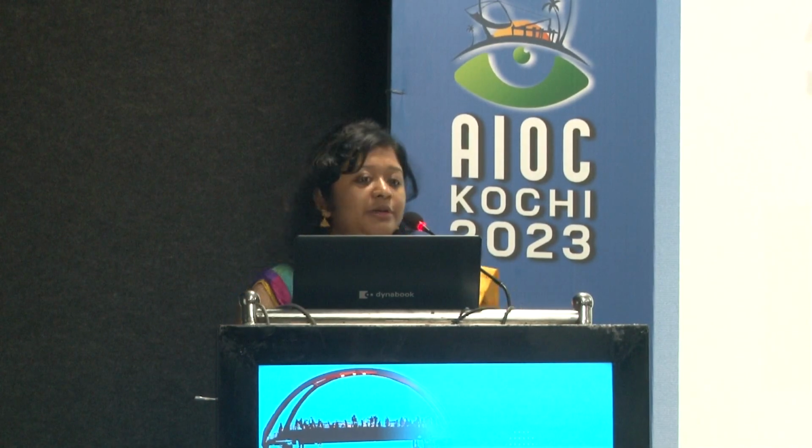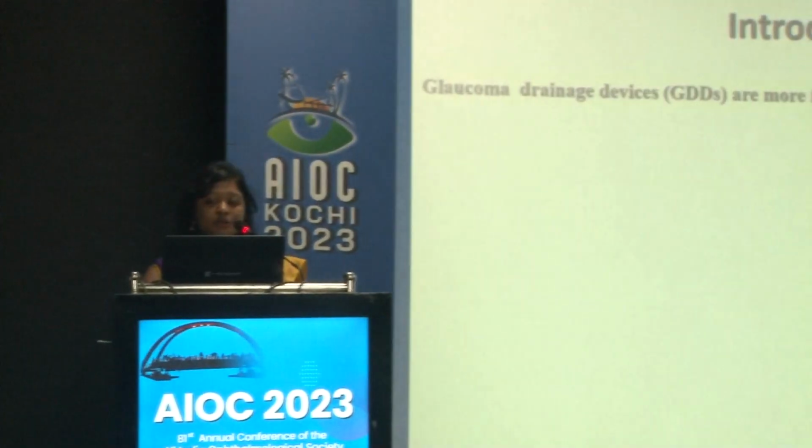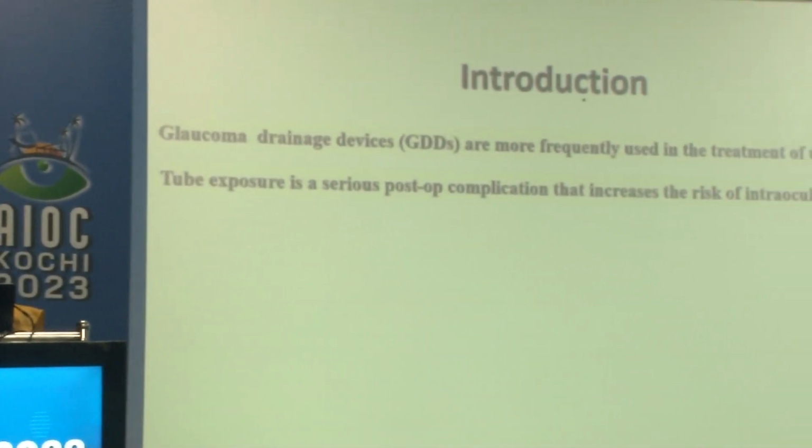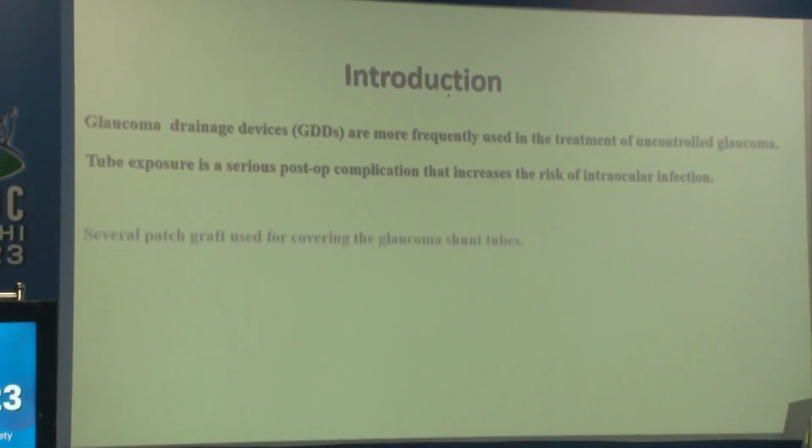Good afternoon everybody. Today my topic is an amniotic membrane umbilical cord graft, reflecting new rays towards glaucoma shunt surgery. I have no financial interest. Glaucoma drainage devices are more frequently used in the treatment of uncontrolled glaucoma, and tube exposure is a serious post-op complication that increases the risk of intraocular infection.